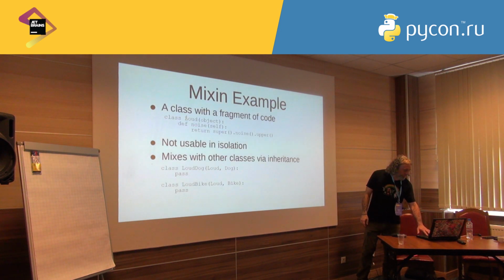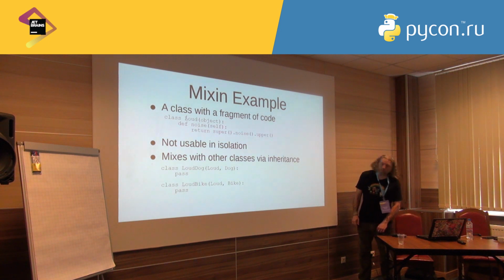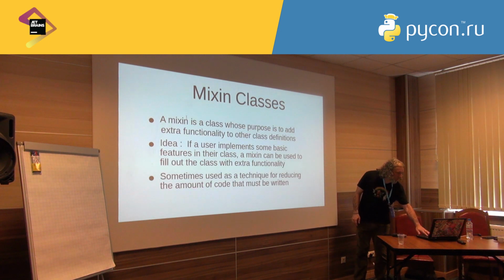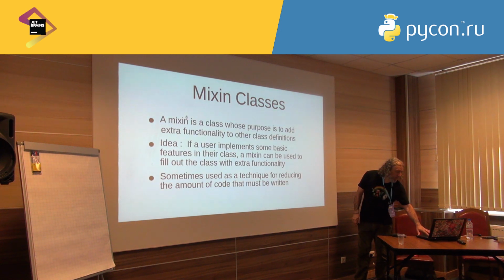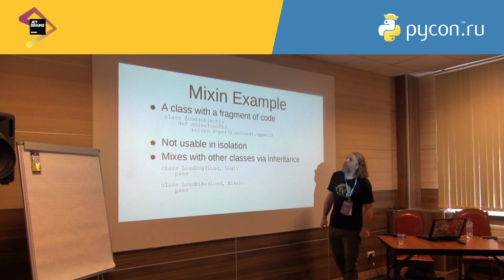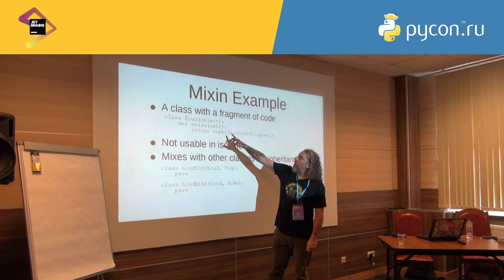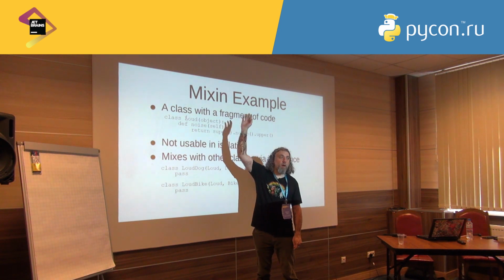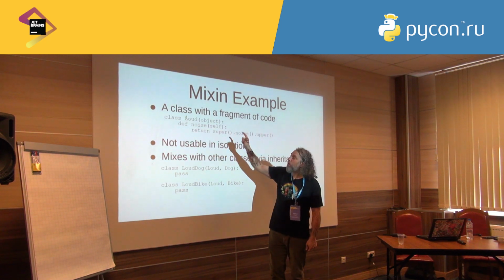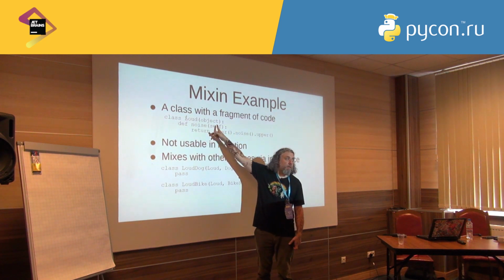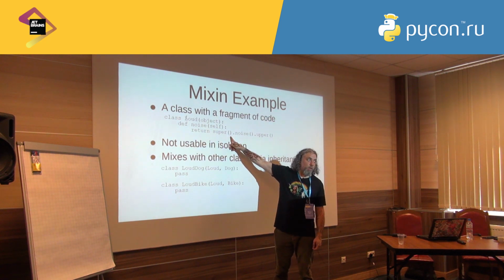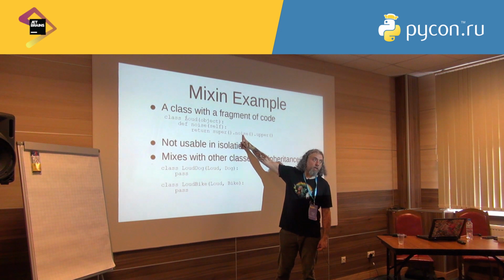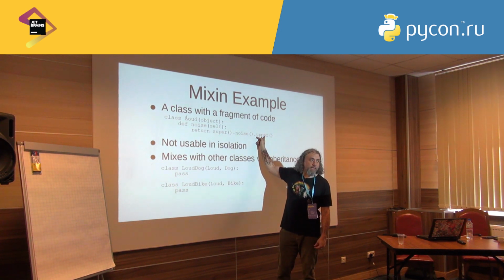So let's look at how we've got this code duplication with our noisy dog and our noisy bike. We can create a loud mixin class. It inherits from object. It's not related in the inheritance hierarchy to the other two classes. It has a noise method, and what that does is it makes a super call to the parent implementation of noise, and uppercases it.